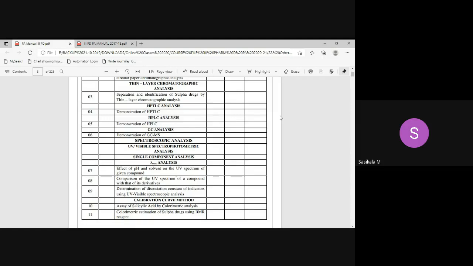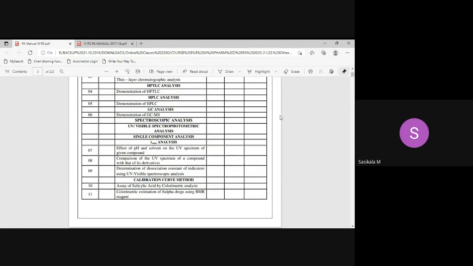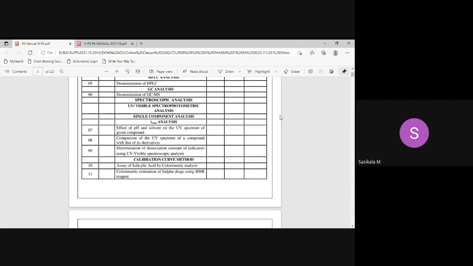And in the next class, HPTLC analysis, where only a demonstration of HPTLC is going to be explained. Then HPLC demonstration, then GC-MS, GC demonstration. Okay, GC-MS. This is all demonstration. I'll be sharing the material with you and I will explain.